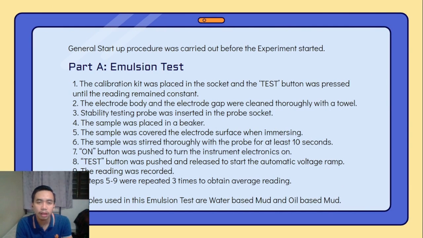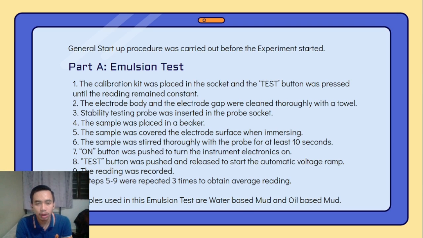For the part A emulsion test, first of all, the calibration kit was placed in the socket and the test button was pressed until the reading remained constant. After the reading remained constant, the electrode body and the electrode cap were cleaned thoroughly with a towel. Next is the stability testing: the probe was inserted in the probe socket. The sample was collected in a beaker, and the sample must cover the electrode surface when immersing.